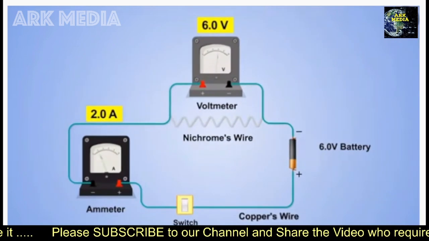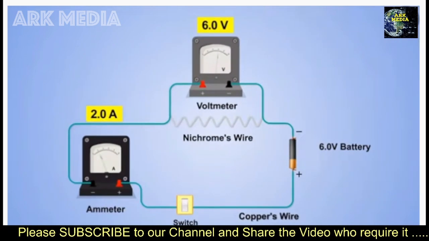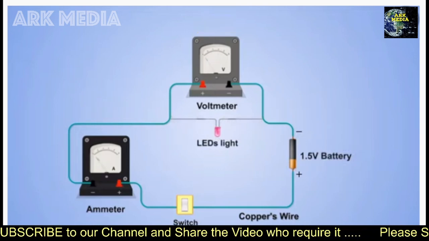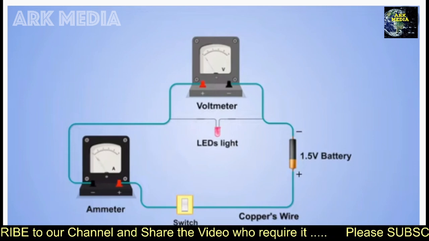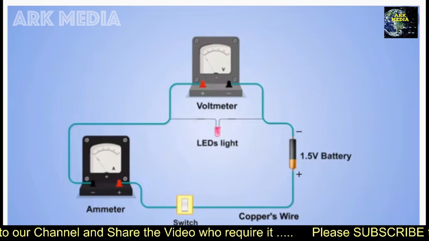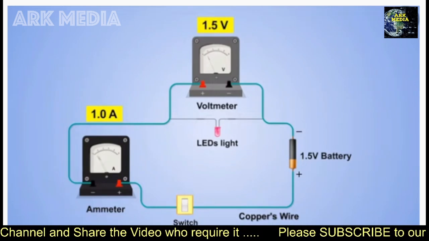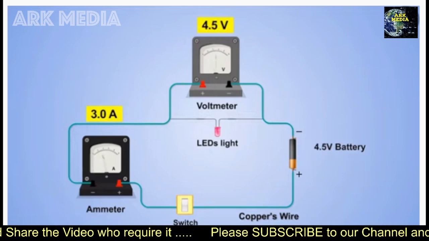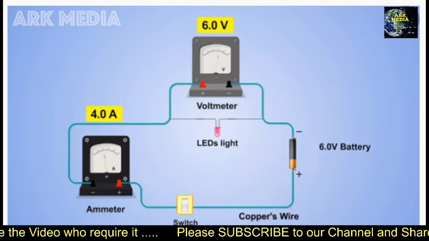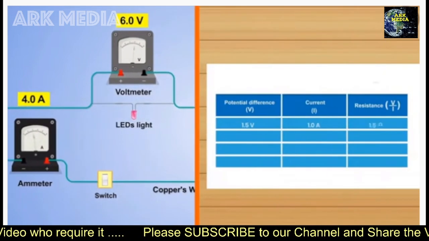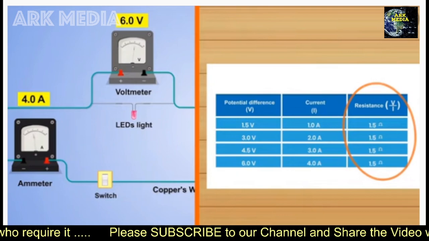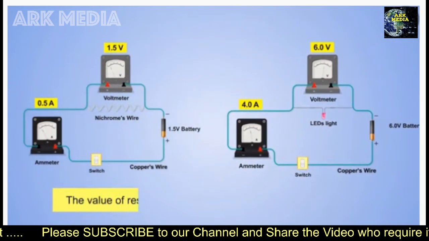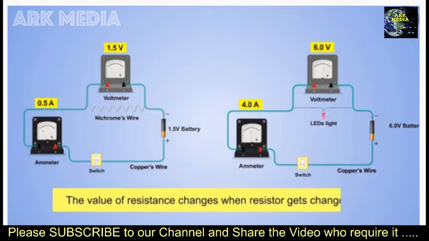What will happen if the nichrome wire is replaced by another resistance, say an LED light? Will the ratio still be the same as it was in the case of a nichrome wire? Let's try this. Here the value of electric current has changed due to the LED light. So through both these activities, we can say that the value of resistance changes when the resistor gets changed.